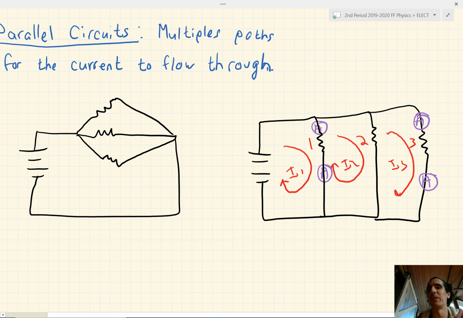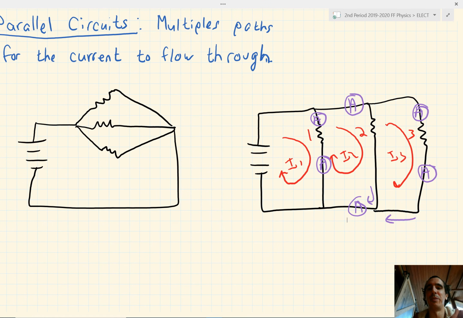But if we want to measure the current that flows through R2 and R3, we'd have to put it after R1, but before it splits off into two separate branches. Or we could put it where they combine, so the current flowing through R3 and the current flowing through R1 are going to recombine at that ammeter.